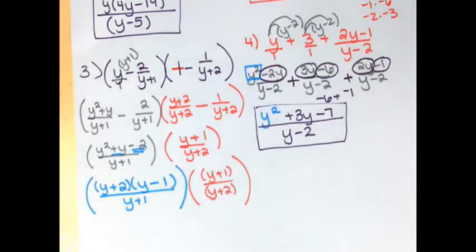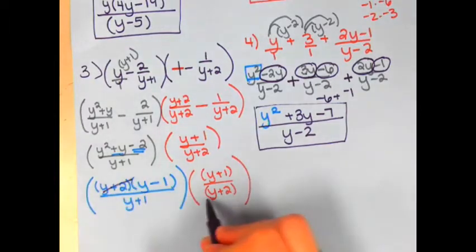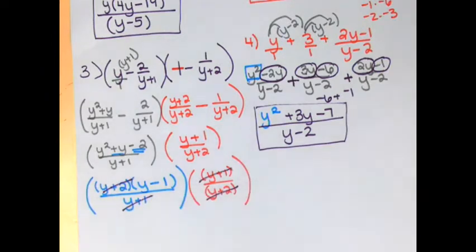So do you see how we have y plus 1 over y plus 2? Now, what are we doing here? We're multiplying, right? And if we're multiplying, can't we just cross simplify? Yeah. And what can I cross simplify? Y plus 2's, y plus 1's, and what am I left with? Y minus 1. That's it. And that is your final answer.